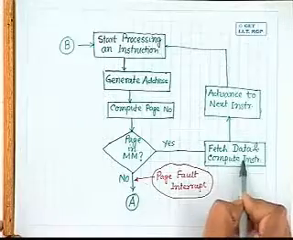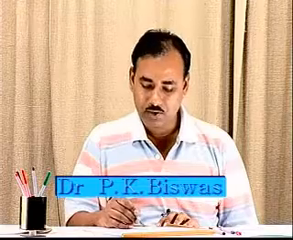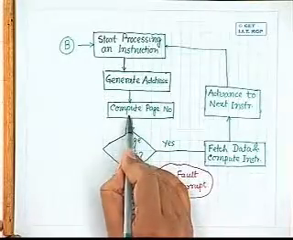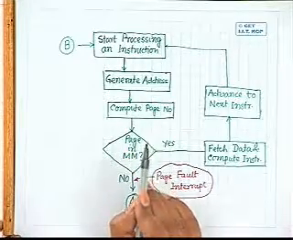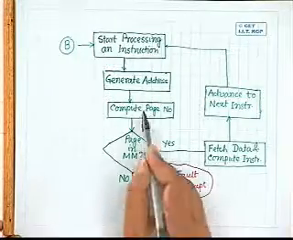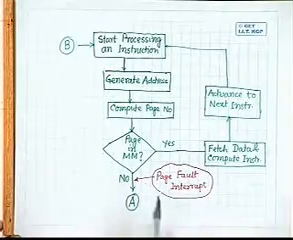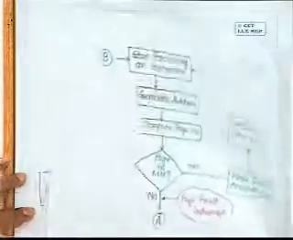If the page is available in the main memory, then you have a very simple operation. You simply fetch the data for which the address was generated, compute the instruction, advance to the next instruction and continue. But in case the page was not available in the main memory, that means the entry corresponding to this page number in the page map table had the interrupt bit set to 1. So in that case there will be a page fault interrupt. Following the page fault interrupt, you have to process this page fault interrupt.